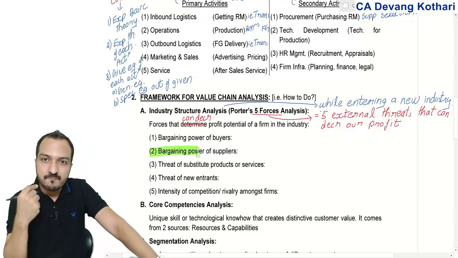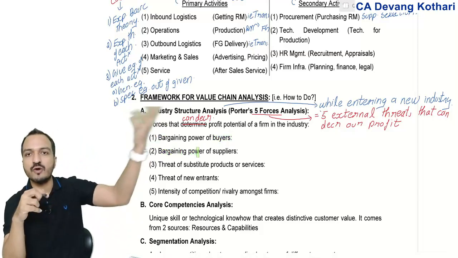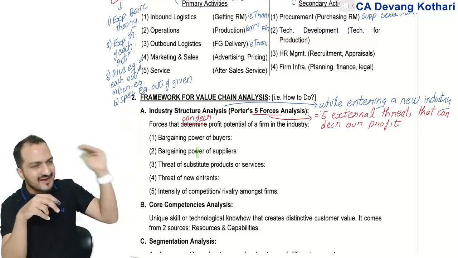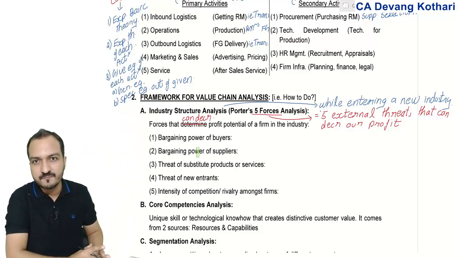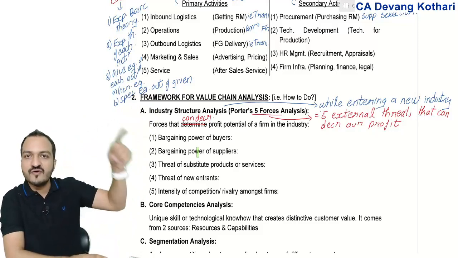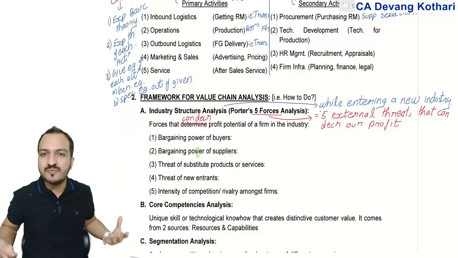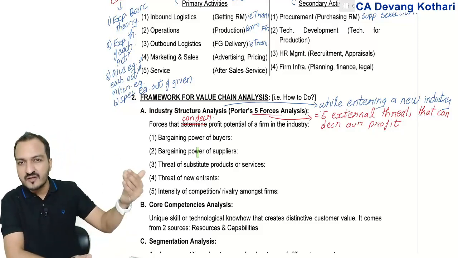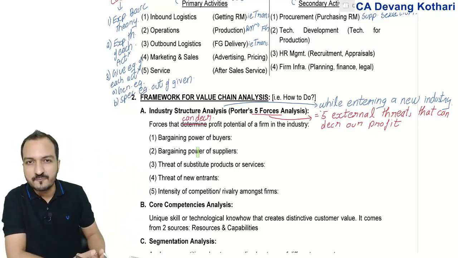Bargaining power of my supplier. My suppliers are those companies which provide raw material to me. If the company providing me raw material has huge bargaining power, then they will bargain a very high price for the material. I don't have bargaining power, so I will have to pay more for the material, due to which my profit can go down, right?